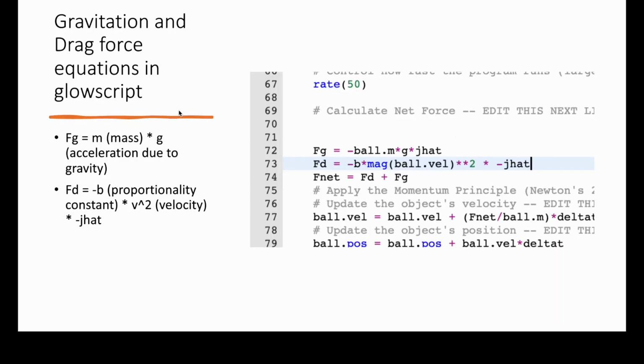And the gravitation and drag force equations in GlowScript are also here as well. So the equation to find gravity is Fg equals mg, so mass times acceleration due to gravity. And the equation for drag force is negative b, a proportionality constant, which I found by basically guessing and checking until the final position was equal to the experimental position, times velocity squared, times negative j hat, which is the unit vector.